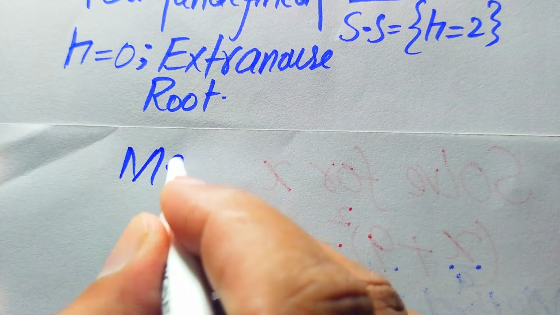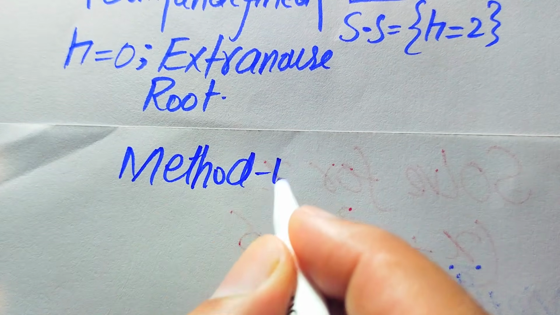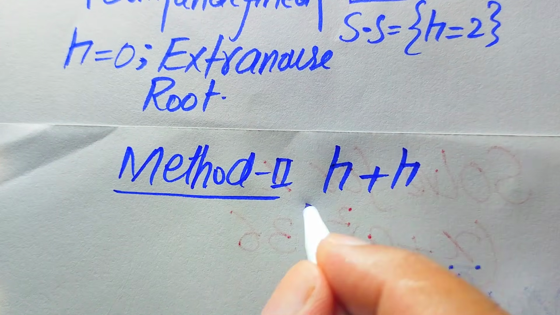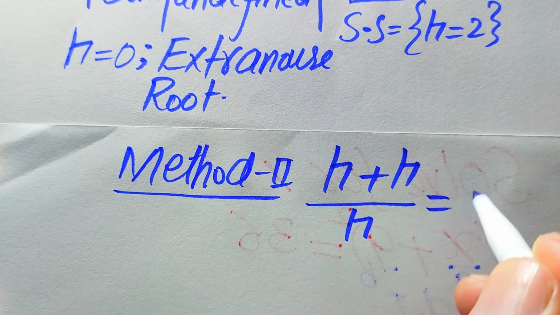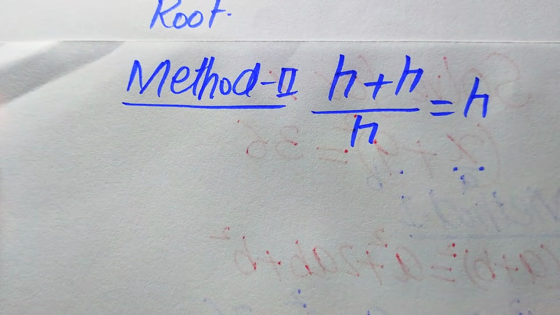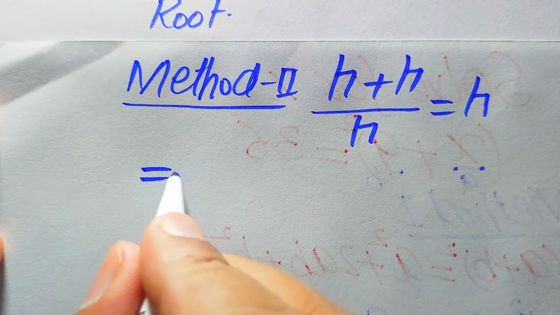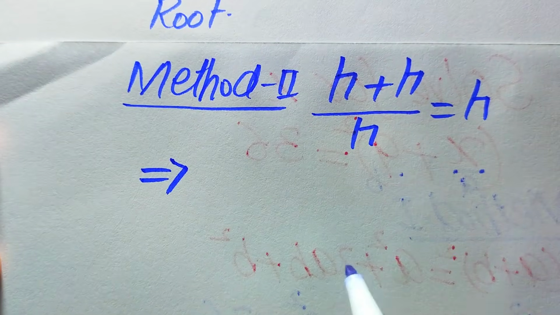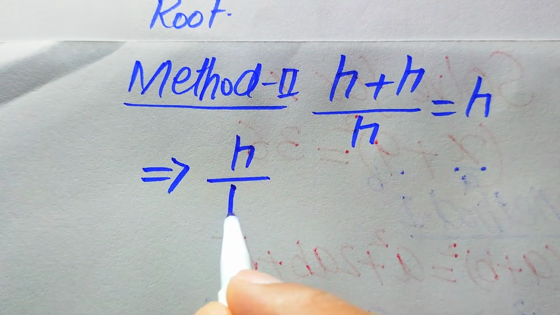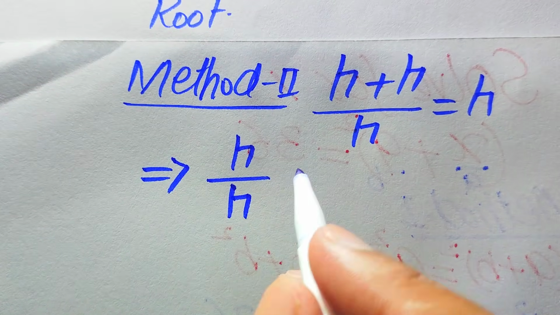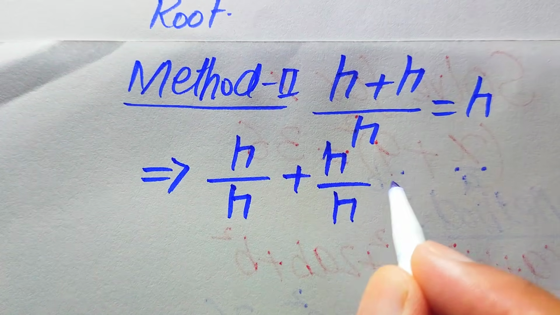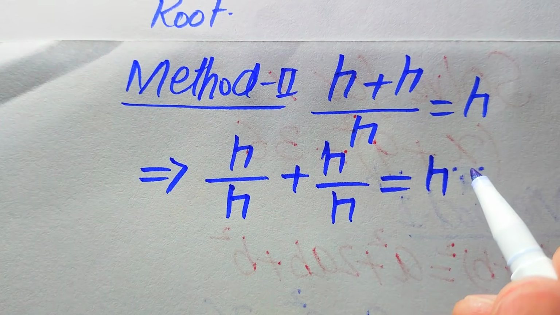So in the second method, first we copy down the given question statement: h divided by h plus h divided by h is equals to h. Our second method will be a very straightforward and quick method, where we quickly determine the solution set of this problem. Here we need to break this fraction, writing the h separately over both of these two values, and we write it as h divided by h plus h divided by h is equals to h.